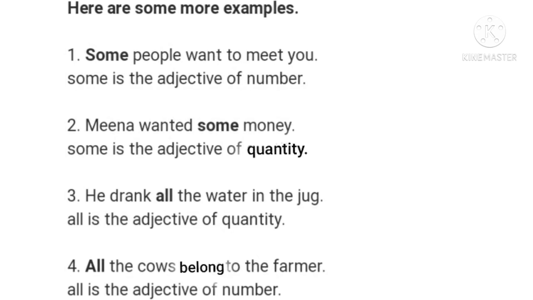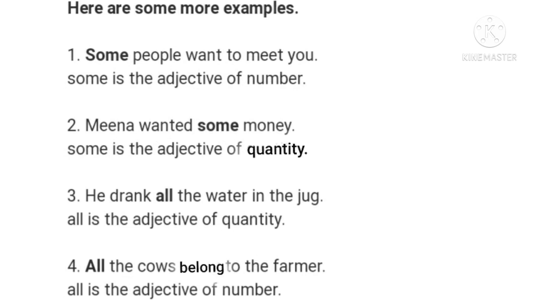Now students, let's look at some more examples. Some people want to meet you. Here some is the adjective of number. But if I say Meena wanted some money, here some is the adjective of quantity. So number if it is countable and quantity if it is uncountable. He drank all the water in the jug, so all is the adjective of quantity. But if I say all the cows belong to the farmer, then here it is the adjective of number, because cows are countable.